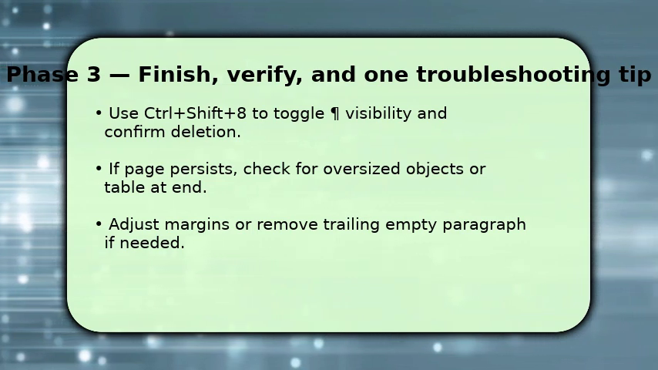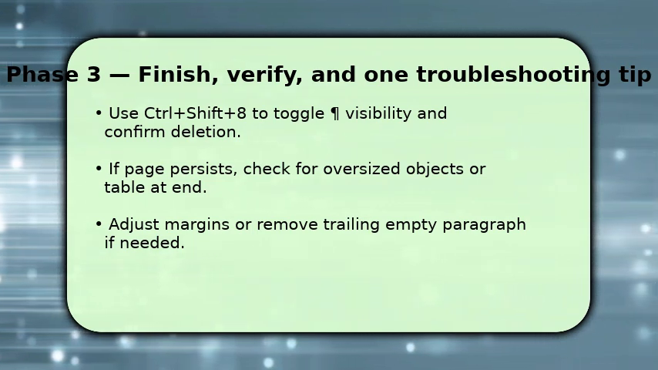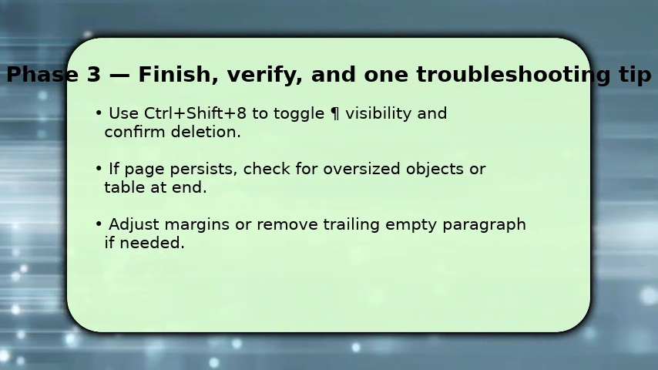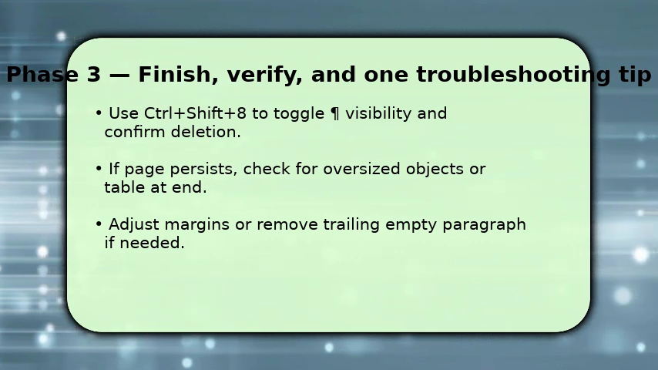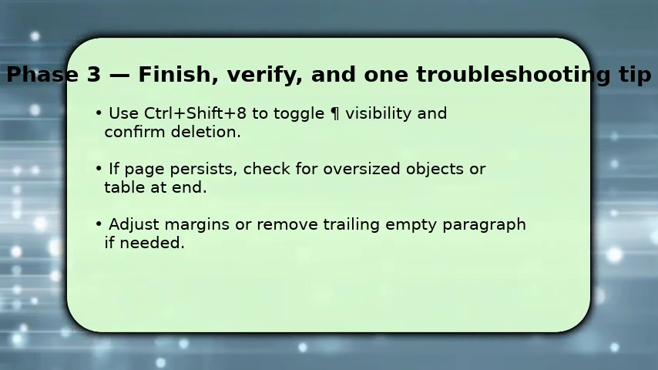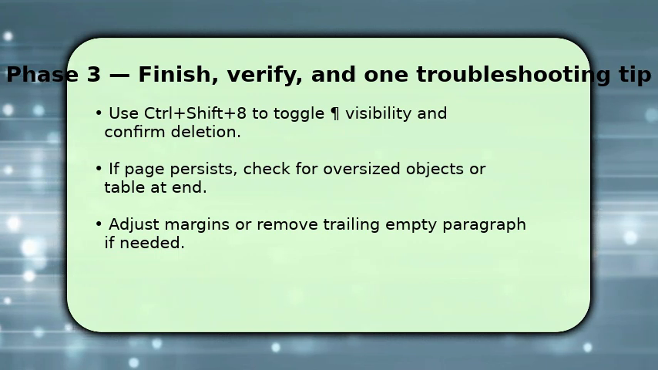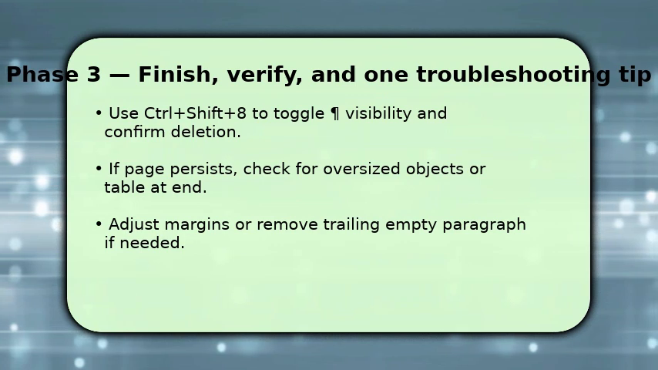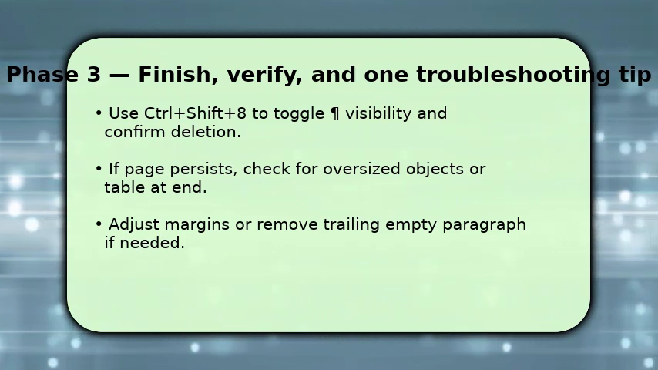If the blank page persists, inspect for an oversized image, text box, or a final table row forcing a page. Resize or delete that object. If a trailing empty paragraph resists deletion, reduce its font size to 1 pt or set its spacing to 0. If something breaks, undo and try deleting the specific break type instead.